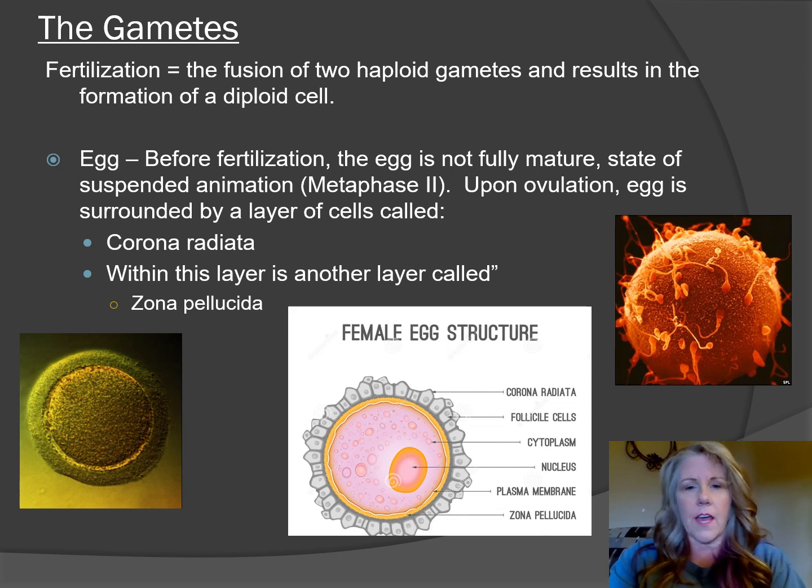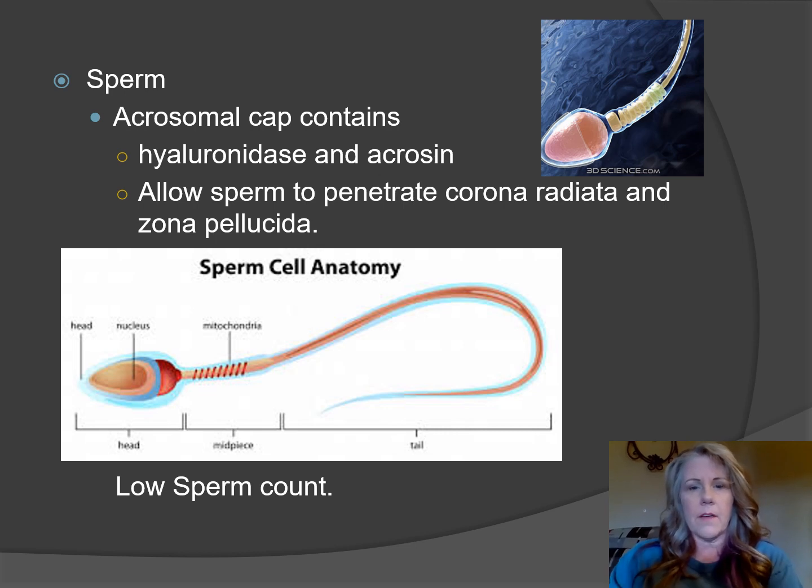Upon ovulation, the egg is surrounded by a layer of cells called the corona radiata. Within this layer is another layer called the zona pellucida. So we have the egg, but we also have to account for these layers that surround the egg. The male gamete is the sperm. The sperm has its own special anatomy, and there is one part called the acrosomal cap. The acrosomal cap contains hyaluronidase and acrosin. It allows the sperm to penetrate the corona radiata and the zona pellucida, those two layers that surround the egg.